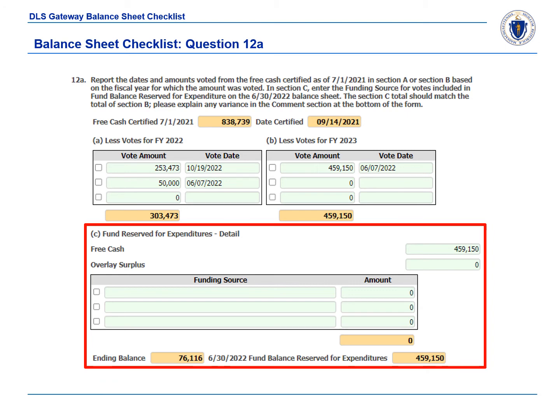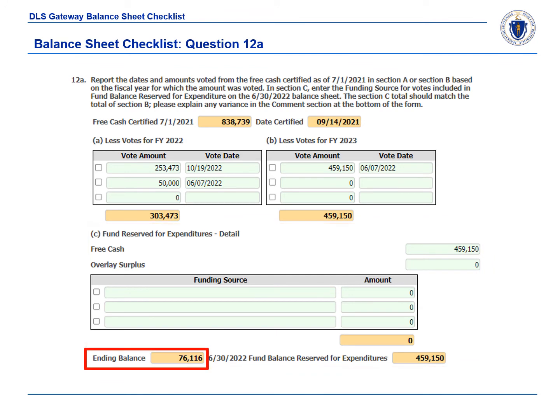For example, free cash might have been appropriated at annual town or council meeting to the stabilization fund, but the transfer may have occurred prior to June 30th. In this case, the amount of free cash would not be in the fund balance reserved for expenditures. Another possible reason for a variance could be that free cash appropriated at the annual town or council meeting was expended in full or in part prior to June 30th, as free cash is eligible for expenditure at the time of appropriation.